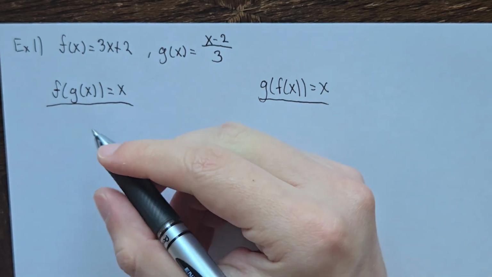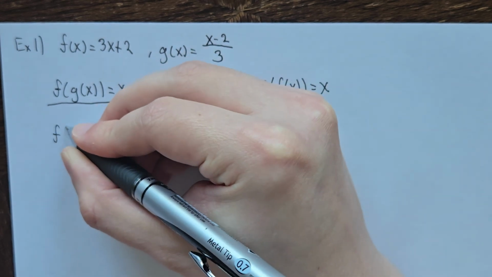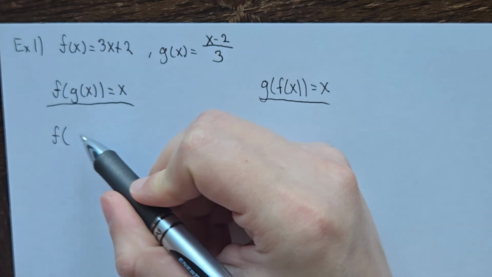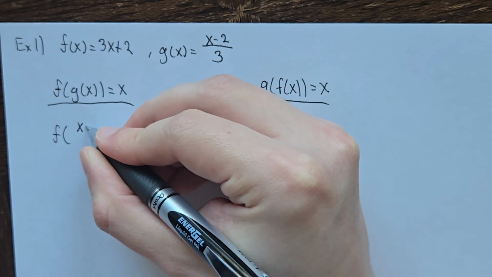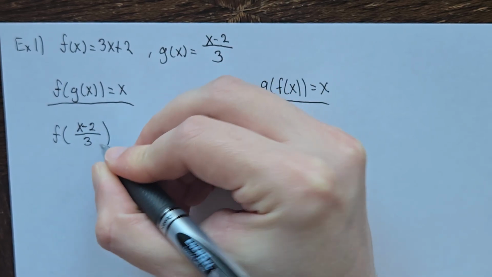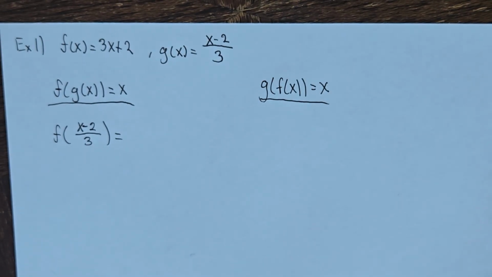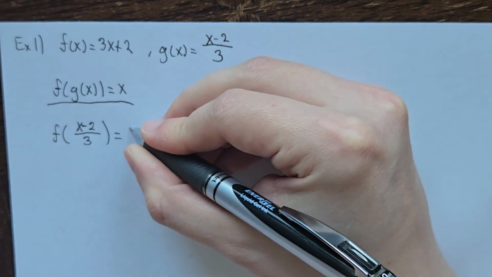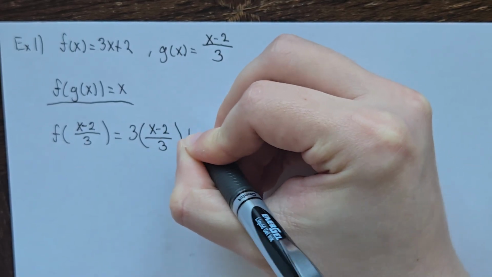Let's start with f of g of x. Well, the g function is just (x minus 2) over 3. So to verify this left-hand side, that's what I'll focus on, f of g of x is going to be f of (x minus 2) over 3, because that is what we are defining the g function to be, okay? Now, let's go ahead and rewrite this. We have f of (x minus 2) over 3. We need to plug this as our input into our f function. So we'll have 3 times (x minus 2) over 3, plus 2.